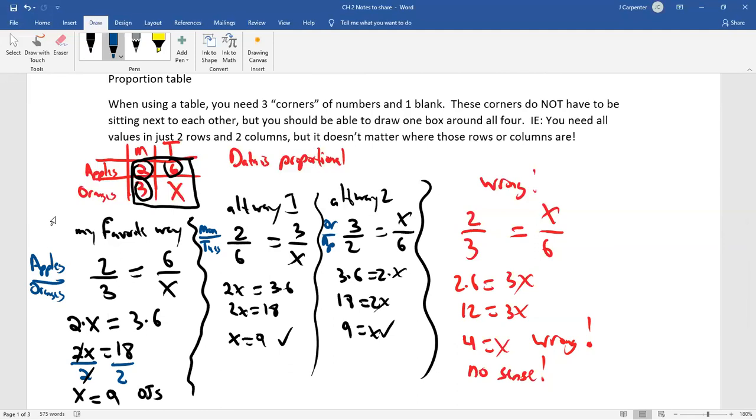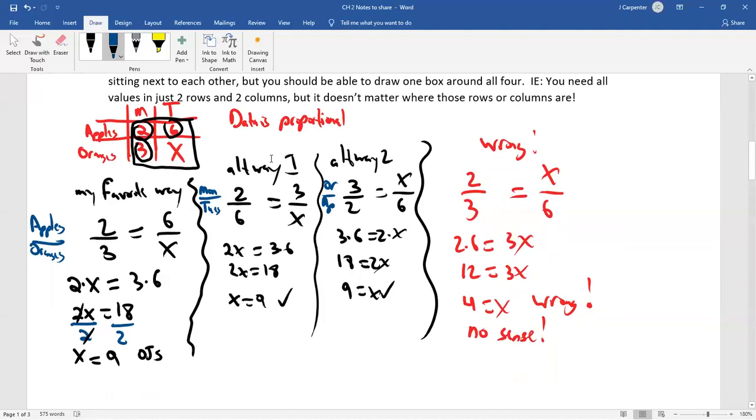Okay, so the same 2, 3, 6, and x, I want to put this in a bigger table now with a whole bunch of other fruits and a whole bunch of other days. And I'm not necessarily going to have the 2, 3, and the 6 be on Monday and Tuesday, but they're going to be in there somewhere.